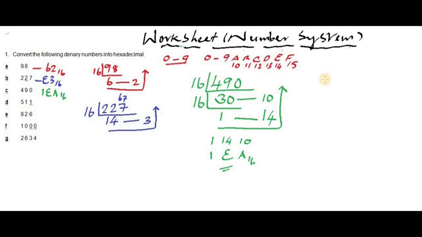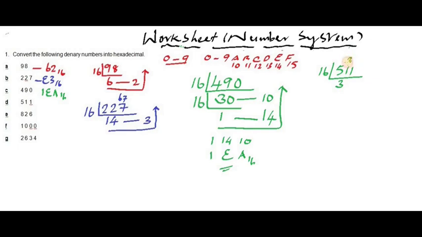Okay, now let us see the next question. Next question is 511. So you have to divide this one by 16. So 3 times 16, it is 48, isn't it? Here actually 51 is there. So the remainder actually it will be 3, right?